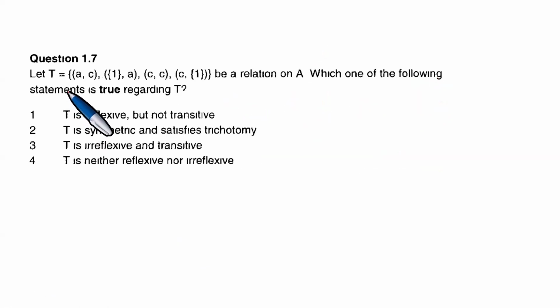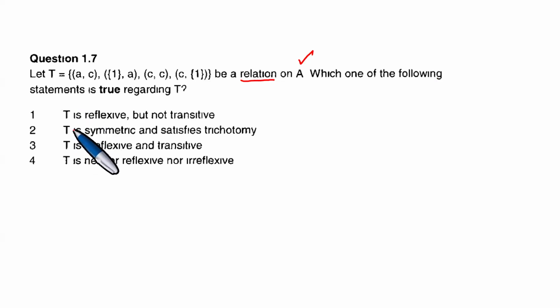Let the set T contain A, C, and those particular elements be a relation. These are some of the concepts we shall spend a great deal of time discussing: the notion of a relation. So now, we have this set T, and we're saying let this T be a relation on A. Which one of the following statements is true regarding T?